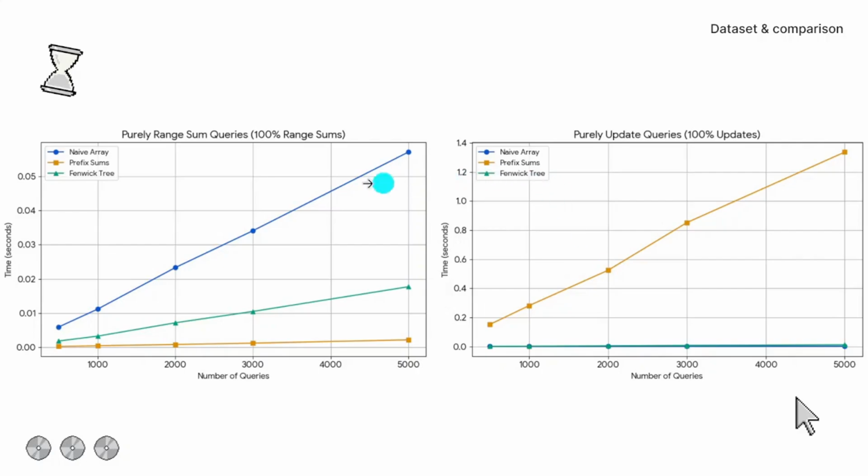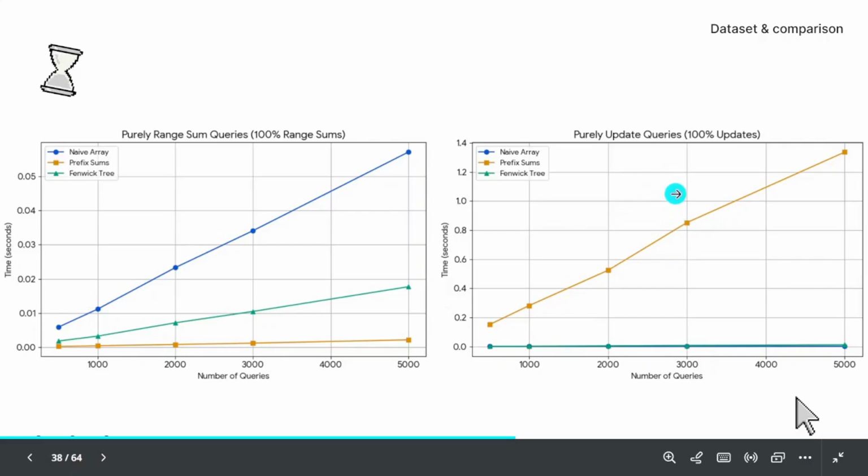And here are two graphs representing two types of queries. In the first graph, 100% of queries are range sums. With this graph, we can see that the naive array is the slowest because it has to calculate every element contained in the sum. The Fenwick tree stands in the middle, whereas the prefix sums give the fastest time because this is its characteristic.